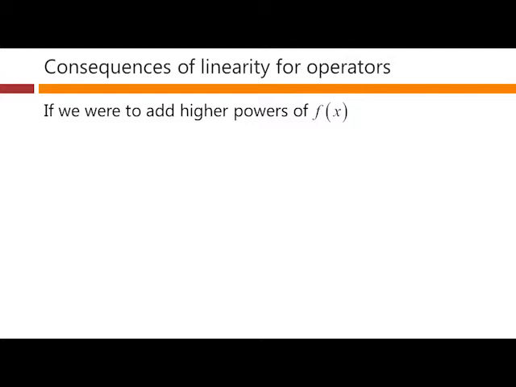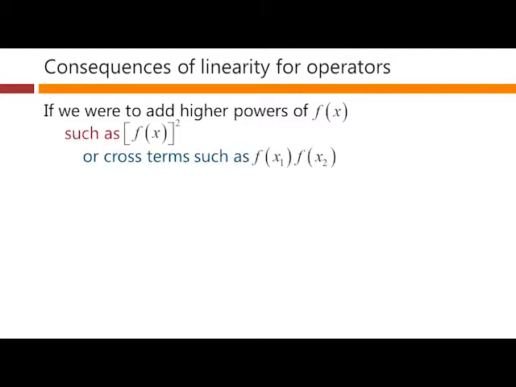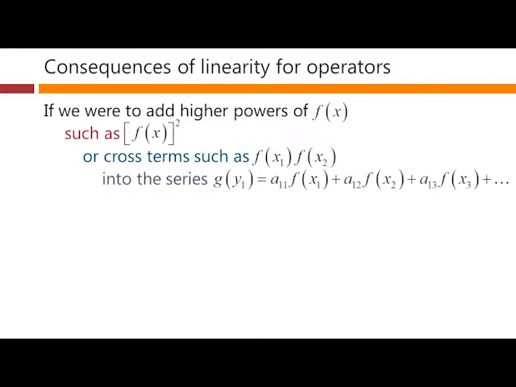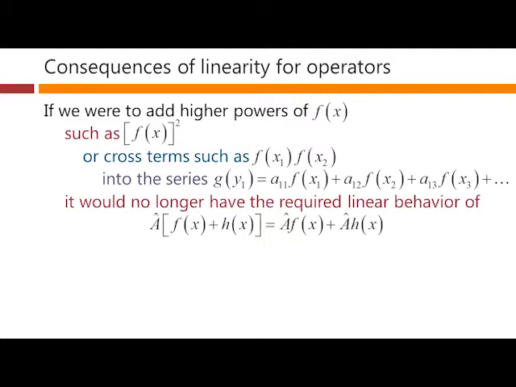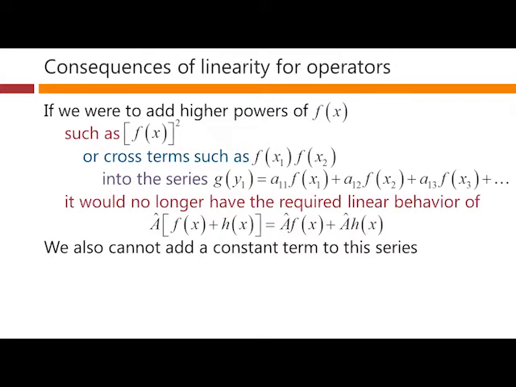If we were to add higher powers of f of x, such as f of x squared, or cross terms such as f of x1 times f of x2 into this series, it would no longer have the required linear behavior. The key point is that f of x plus h of x all squared is not the same thing as f of x squared plus h of x squared. There would be cross terms as well on this side that would not exist on that side, so this would not work. We also cannot add a constant term to this series.